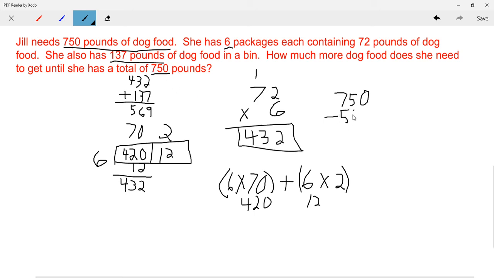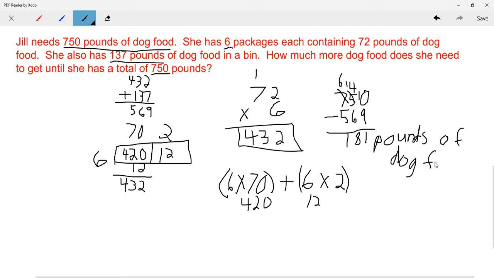So just going to line this up. 0 minus 9, I can't do that. I need to borrow. So 10 minus 9 is 1. 4 minus 6, I can't do that. So I put a 6 here. 14 minus 6 is 8. 6 minus 5 equals 1. So the answer is 181 pounds of dog food. It's always good to label your answers.